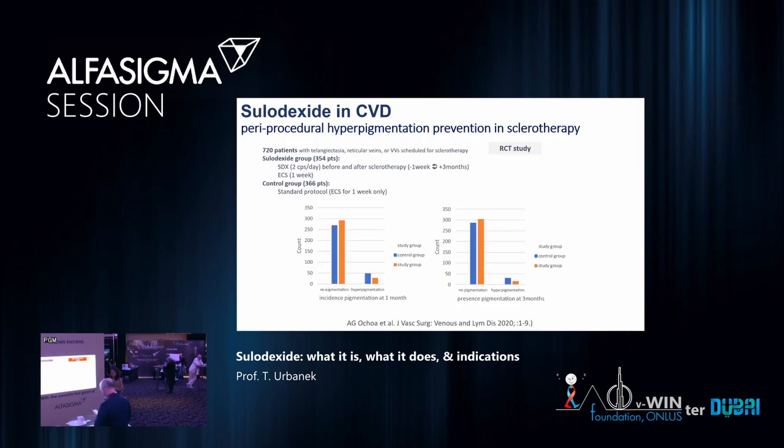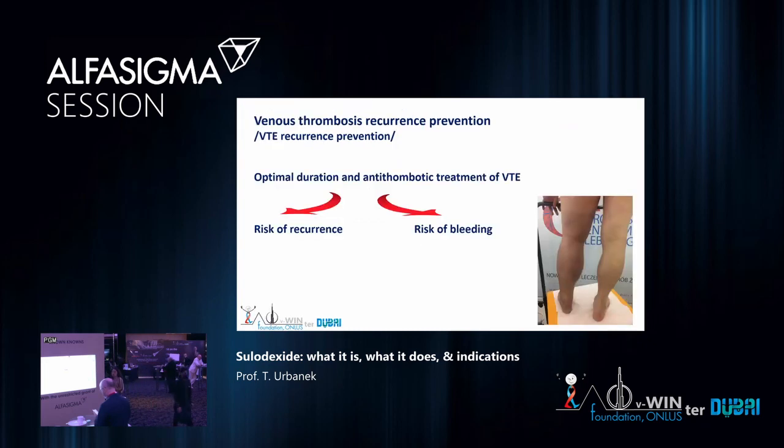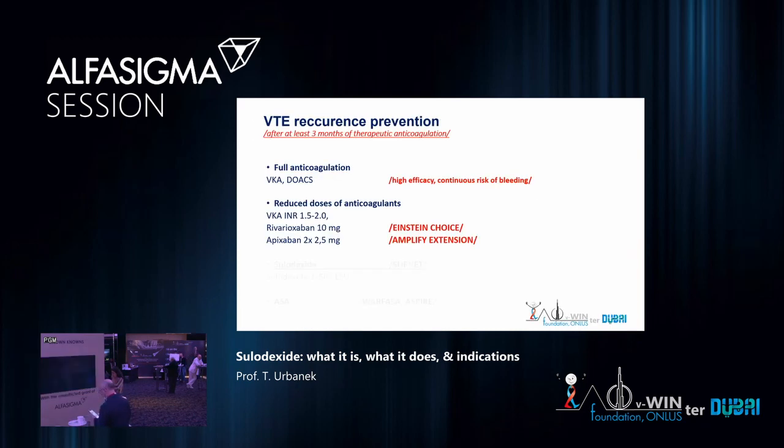Recently we started to use sulodexide in periprocedural treatment to reduce the hyperpigmentation rate in patients undergoing sclerotherapy. This was documented in a study coming from Mexico, with 1 and 3 months of observation. Venous thromboembolism recurrence prevention is another interesting area. We know that in many patients, after at least 3 months of therapeutic anticoagulation, we have to continue the antithrombotic treatment. We can do this with full anticoagulation, with reduced doses of anticoagulants, but we can also use sulodexide.